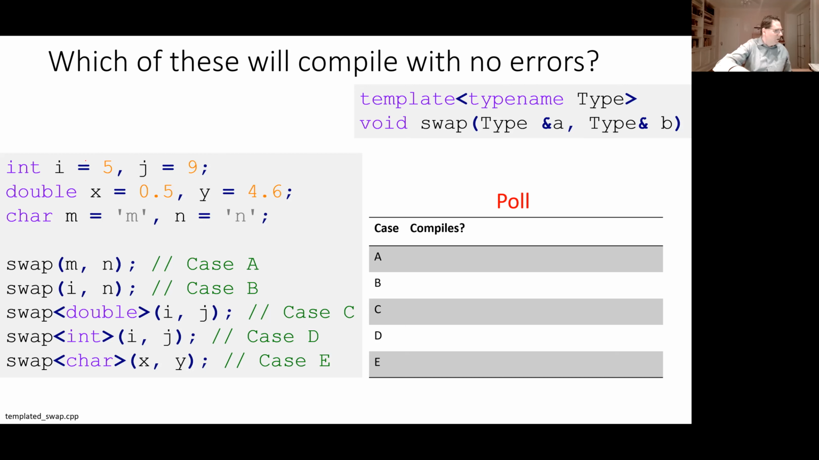Okay, so let me start a poll here. I'll give you a couple minutes to look at that and just fill in which of these lines you think will compile and which won't, given all these types and these calls to swap.